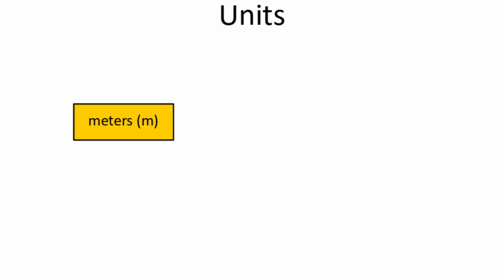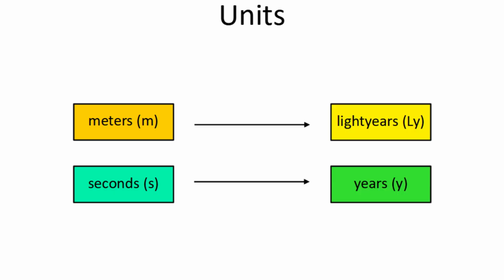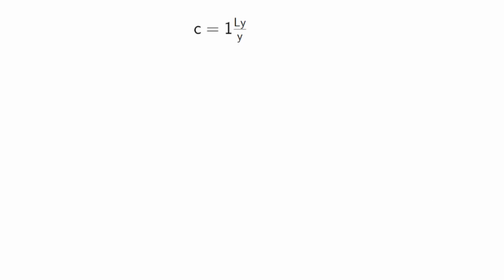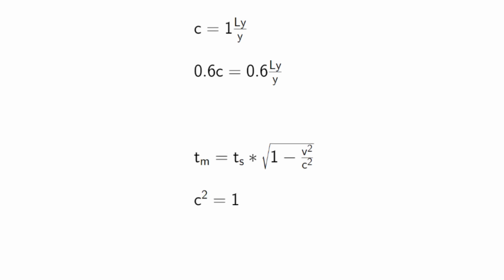If you change your units from meters and seconds to light years and years, the formulas simplify. Light itself goes 1 light year per year, and something like 0.6C is 0.6 light years per year. In the time dilation equation, this makes C squared equal 1, making the equation simplify, and that's why it's so much easier to do things in terms of the speed of light.